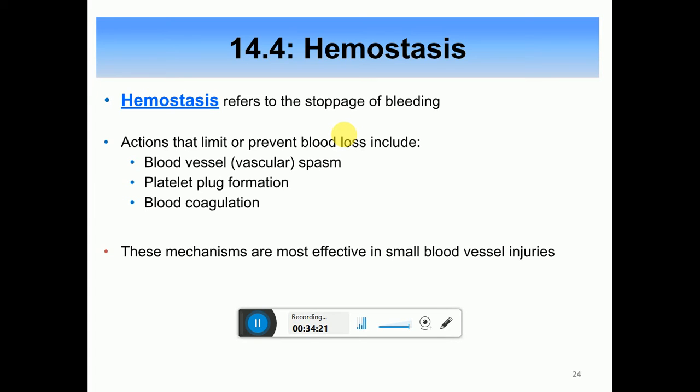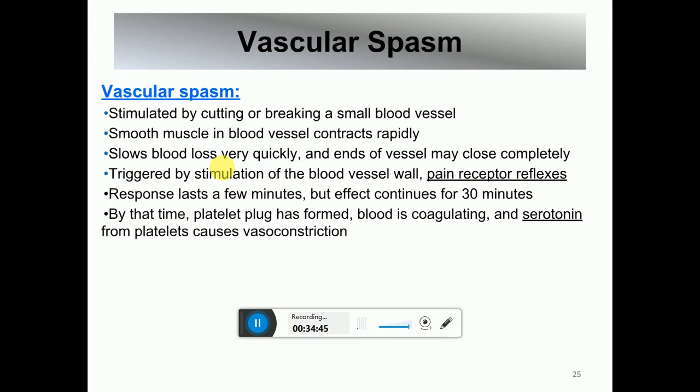Hemostasis is the action to prevent blood loss, and it's made up of 3 different stages. First off would be vascular spasm. Second would be your platelet plug formation, and then last would be blood coagulation, and they happen in this order. And these are obviously more effective the smaller the blood vessel is; the easier it would be to stop bleeding.